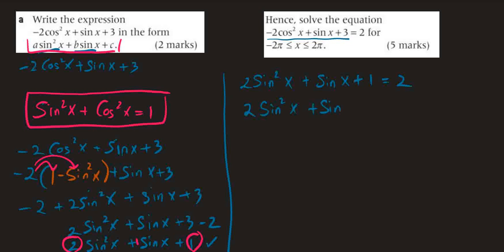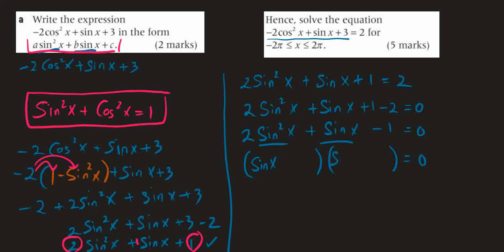So we just have to move the 2 to the left. Now we have everything on the left side equals to 0. Now this is similar to quadratic equation, so we just factorize this. Because this is the x part, I'll write sine x and then sine x in here. Now we have to get this one. So we have 2 in front because this is 2 sine x squared. When we times this, it has to give us 2 sine x squared.